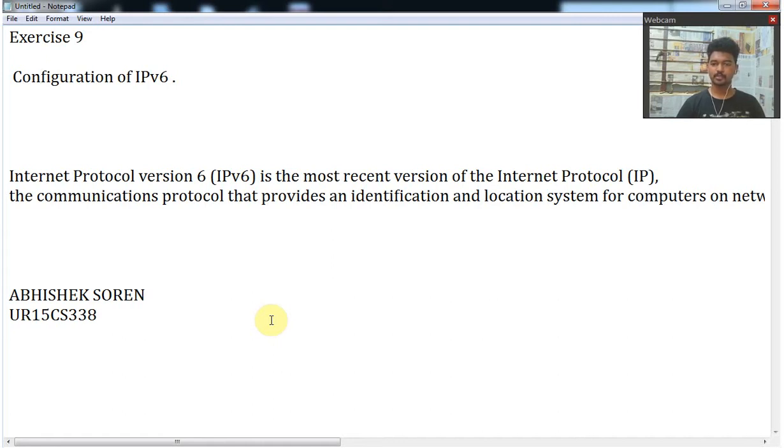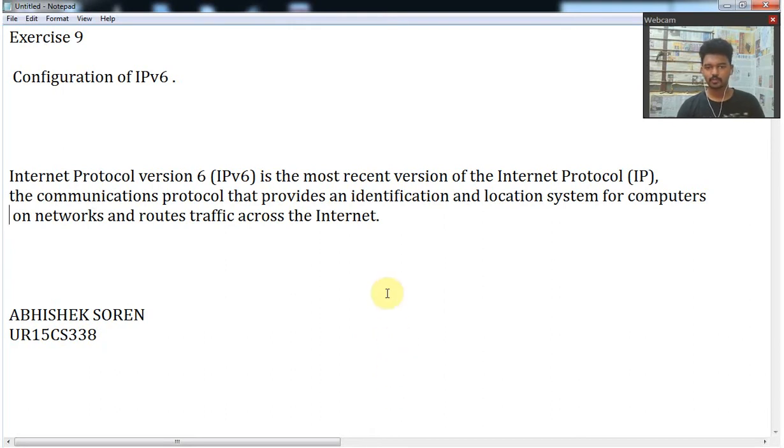IPv6 is a protocol which comes under the network layer. It is the same as the other configurations which I demonstrated in the previous videos. Simply, the format of the IP address will be changed. IPv6 stands for Internet Protocol version 6. It is the most recent version of Internet Protocol, the communication protocol that provides an identification and localization system for computers on networks.